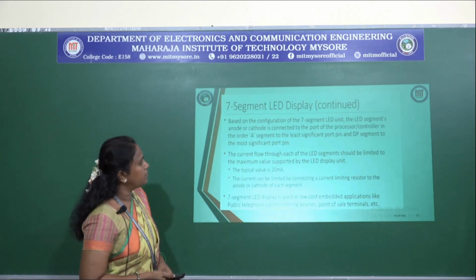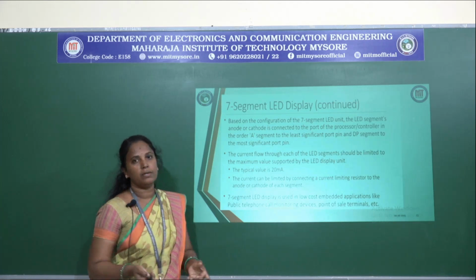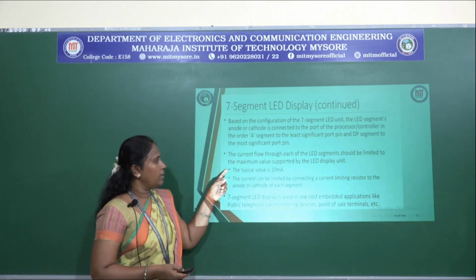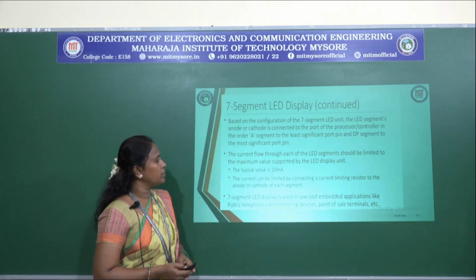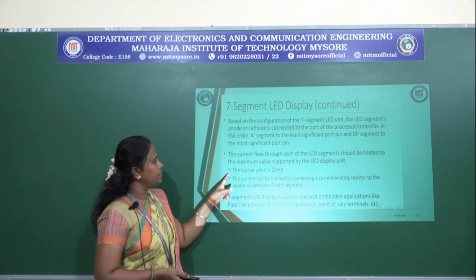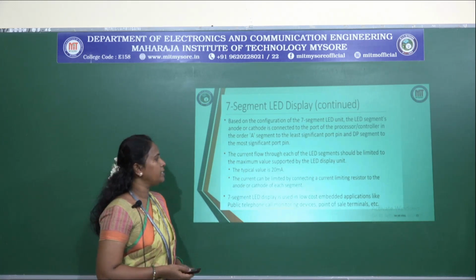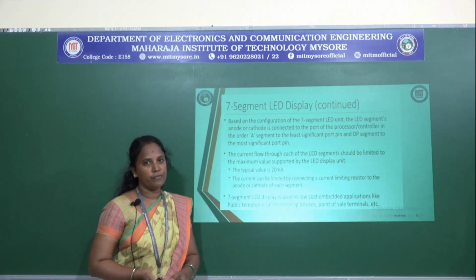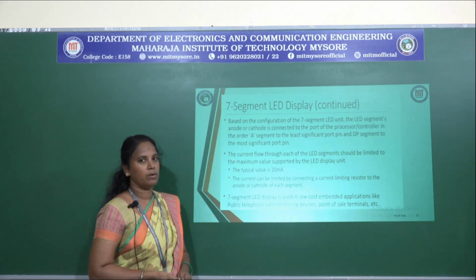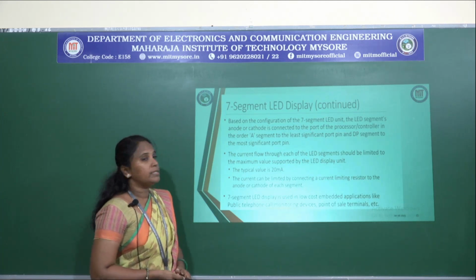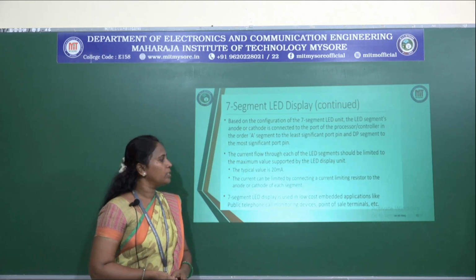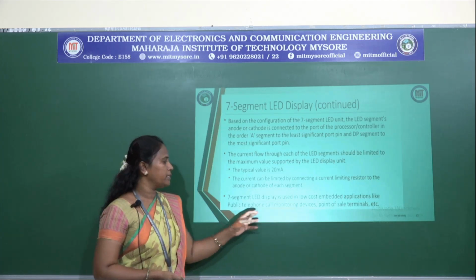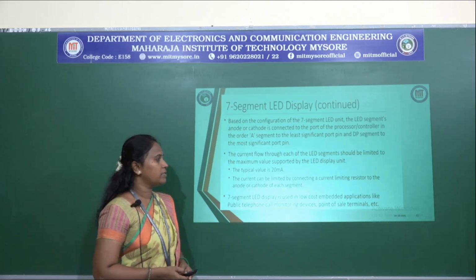Here, for each segment, we have to connect a resistor to limit the current, and the current we can limit is up to 20 milliamps. The current can be limited with the help of a series current limiting resistor, as I already mentioned. And since it is very low cost, you can use a 7-segment LED display in public telephone call monitoring devices.